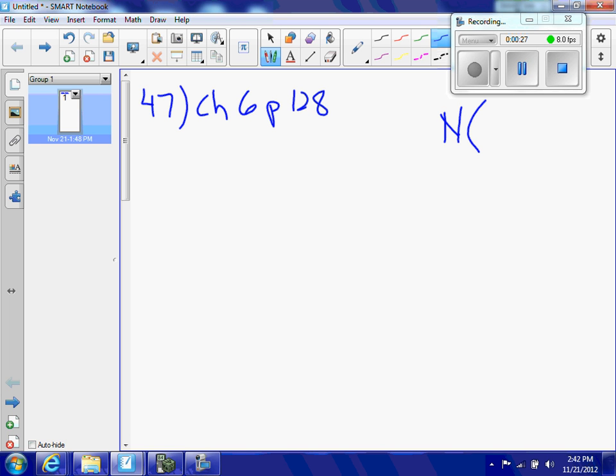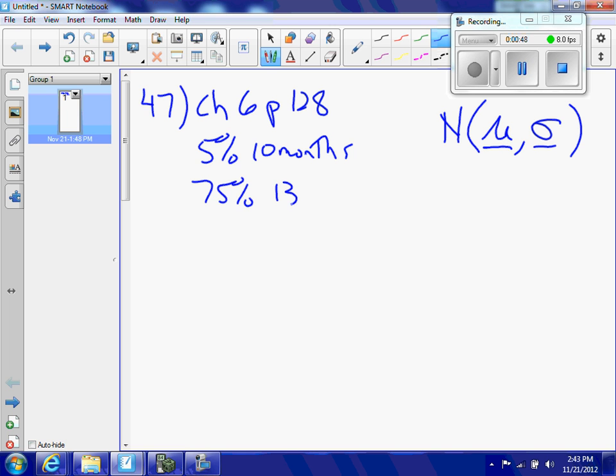So I'm going to have N. I need to find the parameters, some mean and some standard deviation. So I know I have 5% at 10 months, and I have 75% by 13 months. So I'm going to make a normal model.